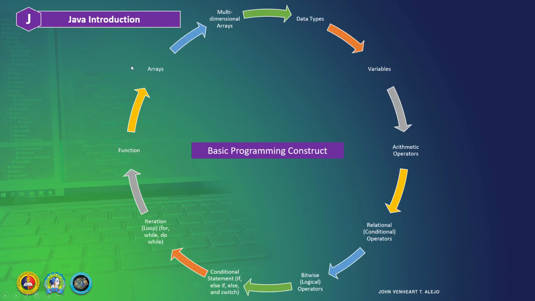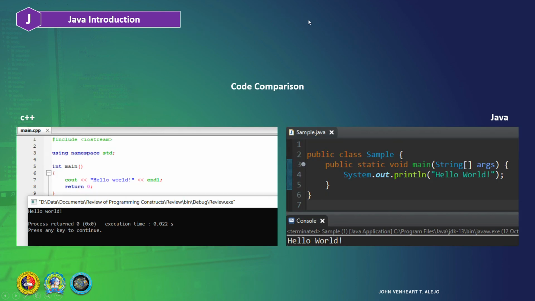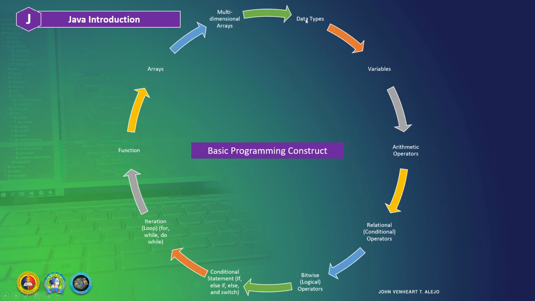This is the things that you have mastered. What are the programming constructs that you have learned? It started with the data type. As you can see on the diagram, it started with the data type here, followed by the variables, followed by arithmetic operators, next relational operators, bitwise operators, and then we have conditional statements: if, else, else if, and switch.